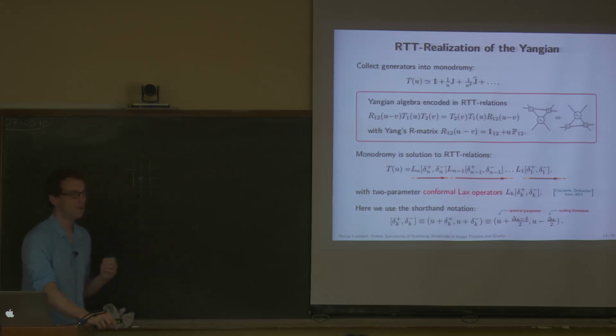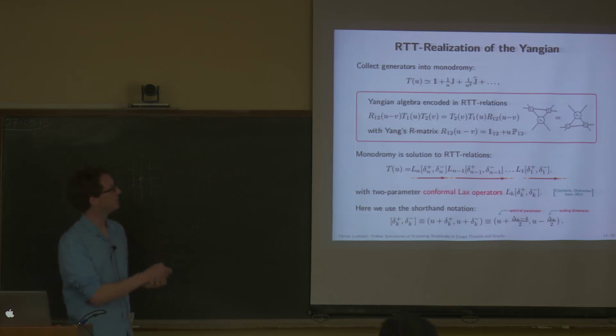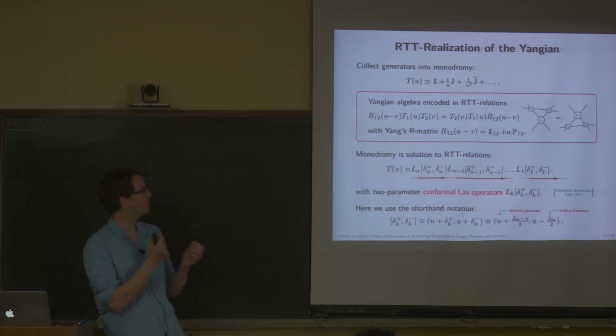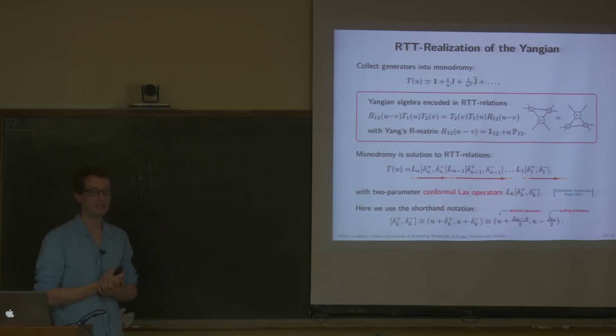U is the spectral parameter. I will also comment a bit more on this in these lectures. And then the Yangian relations are encoded in these so-called RTT relations. So this is something like a generalized commutator for this monodromy with a generalized structure constant given by this R matrix. And in this particular case of the Yangian, this R matrix is just the identity plus u times the permutation operator, and this permutation operator just flips two spaces. So spaces here means basically the external legs of my amplitude.